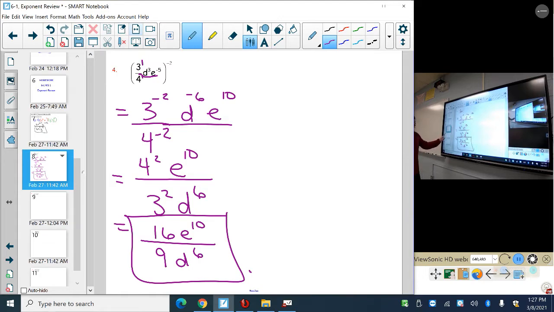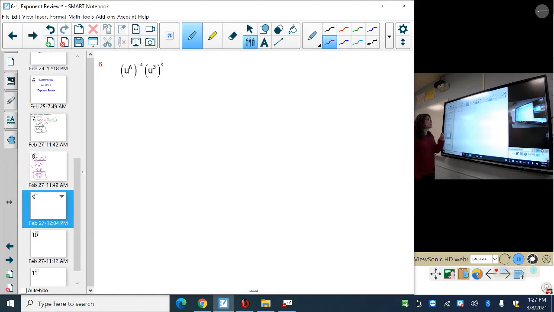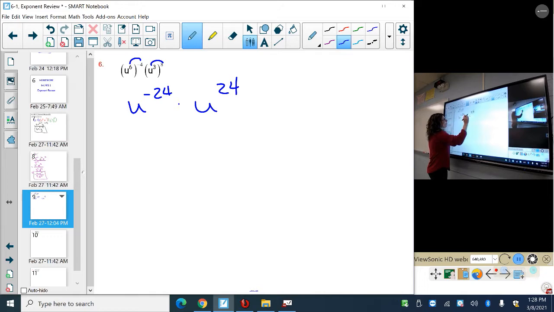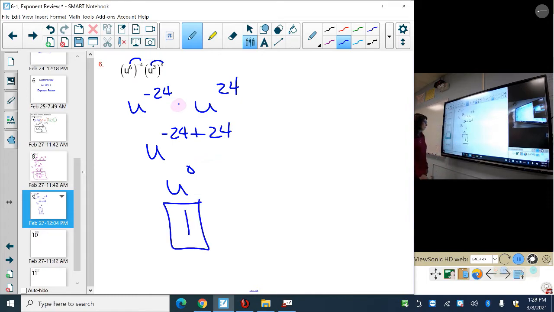Okay? Let's keep going. Number 6. So do I have any powers on the outside of my parentheses? The answer to that is yes, I do. So that means I'm going to distribute that to give me u to the negative 24 times u to the positive 24. Now, because they are attached by multiplication, I'm going to add those exponents to give me u to the 0. And anything to the 0 power is always and forever 1. Done.